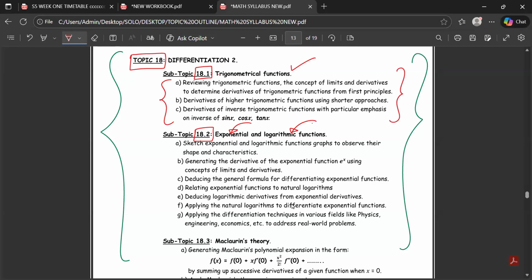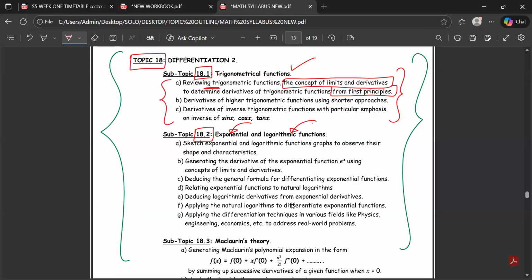So for today, according to the syllabus, they want us to review trigonometric functions. That means if you have any issues with trigonometry, you may be disturbed a bit, and you're supposed to visit trigonometry first before you come for differentiation. After that, we shall talk about the concept of limits and derivatives. Then they are talking of deriving things from first principles.